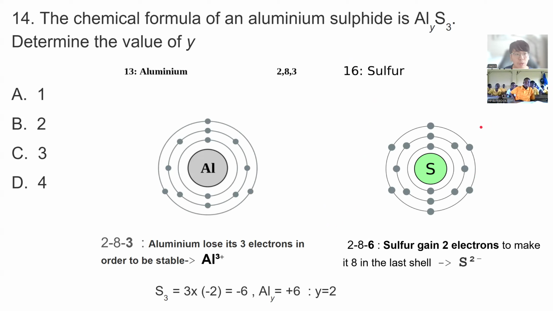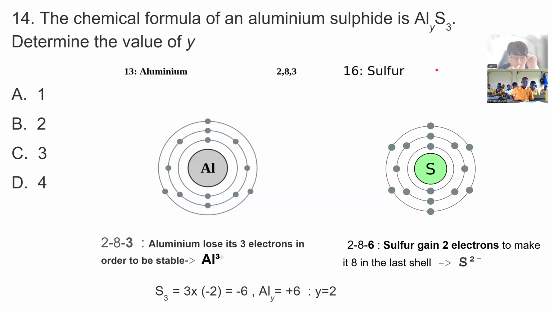So the chemical formula of aluminum sulfide is Al. We don't know the number of aluminums joining sulfur, so AlY and S3. Can anyone find the value of Y? This might be a little tricky. Let me actually go through this problem.